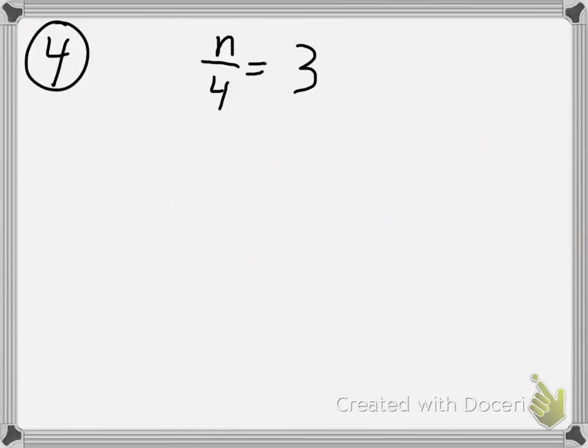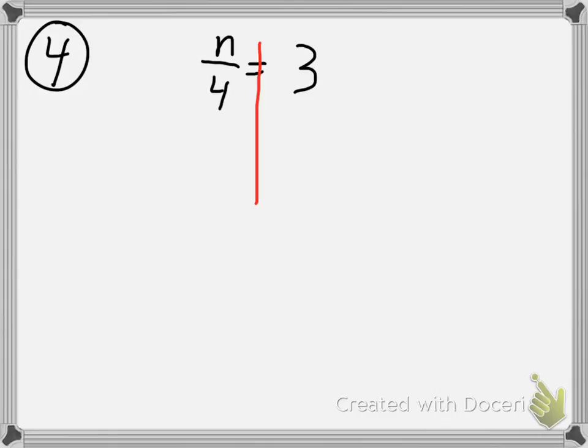Let's look at one more example. Number 4 is n over 4 equals 3. The first thing I'm going to do is split my problem. Okay. Now looking at this, I can see it looks like a fraction, n over 4. But if I really think about this, this fraction bar doesn't really mean a fraction. A fraction bar means division. So really this isn't saying n over 4 like a fraction. This is saying n divided by 4.